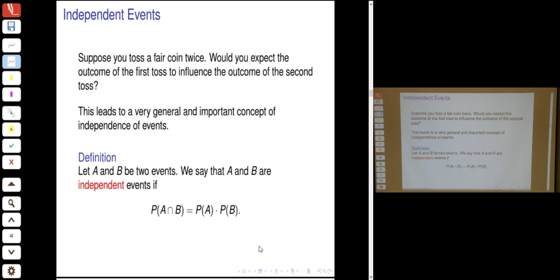In probability, there is a concrete mathematical way of expressing this idea of independence in terms of an equation, and that is the following: if A and B are two events, then A and B are independent events if the probability of A intersection B is the probability of A times the probability of B. Okay?